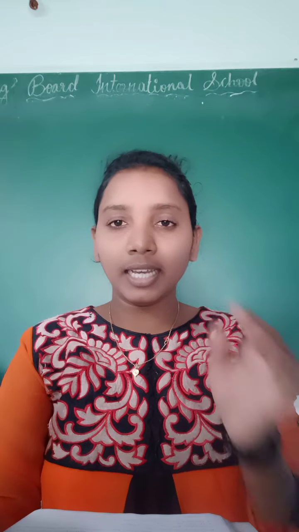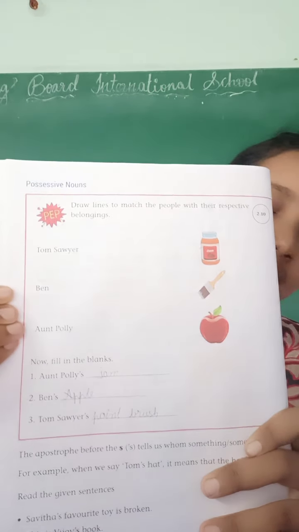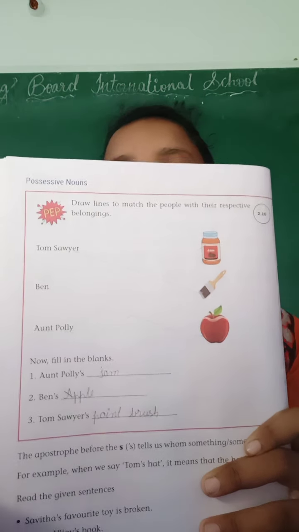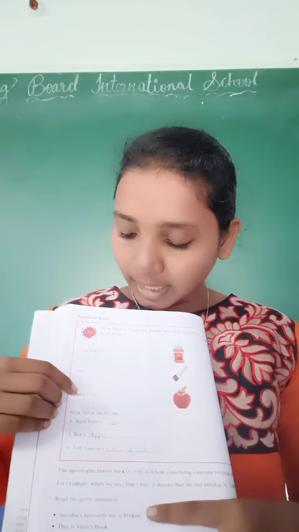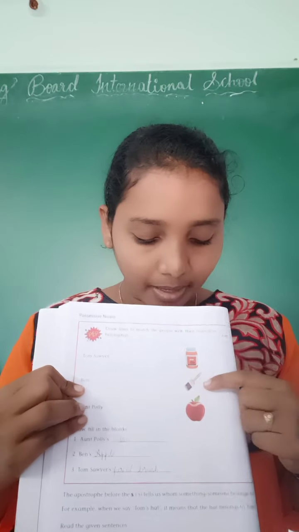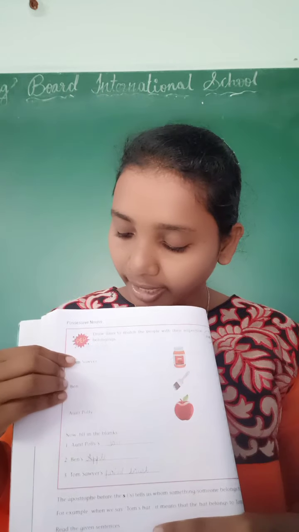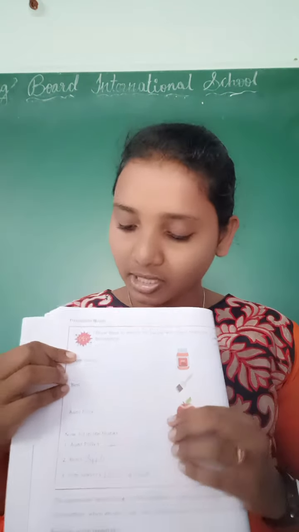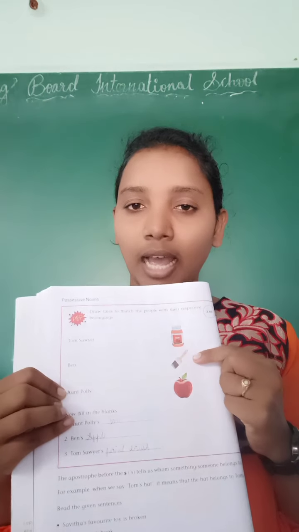Now we see in the activity: draw lines to match the people with their respective belongings. Like this we have to draw the matching lines. Here three characters from our story are given: Tom Sawyer, Ben and Polly. And here jam, painting brush and apple. Now draw the lines, children. Tom Sawyer, painting brush, and Ben, apple. And next Aunt Polly, jam.